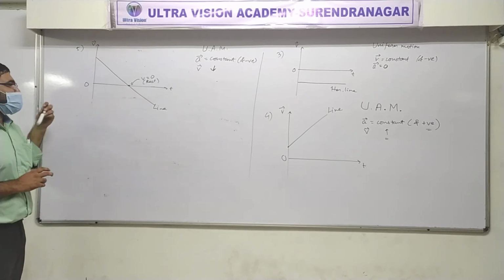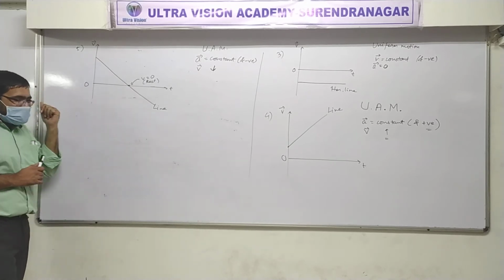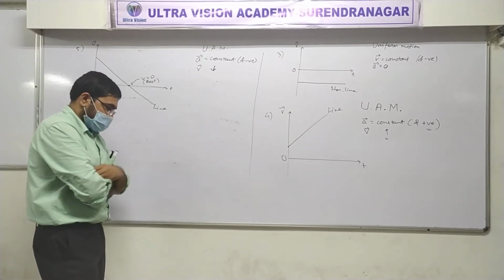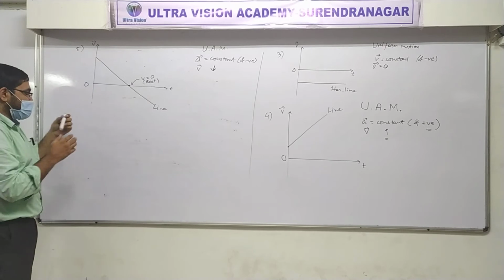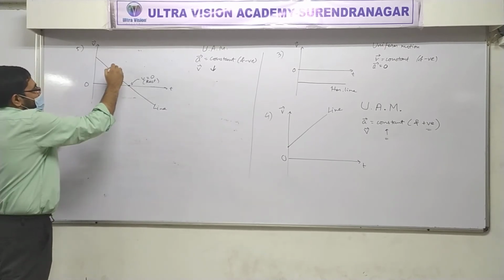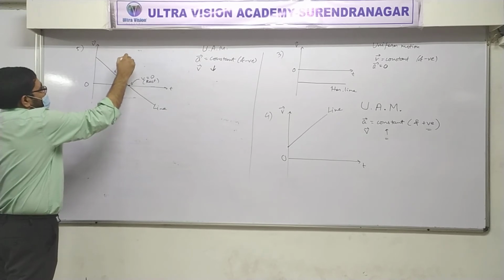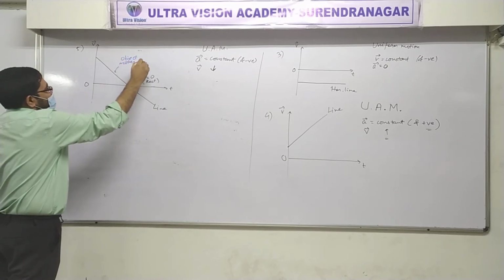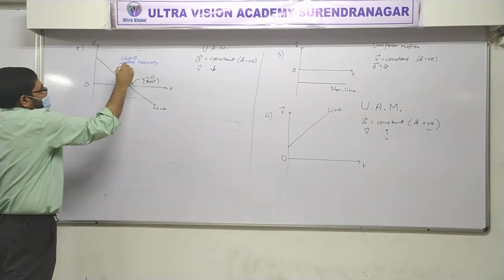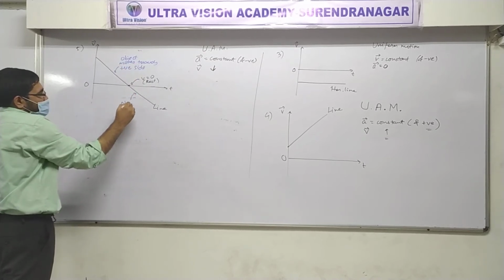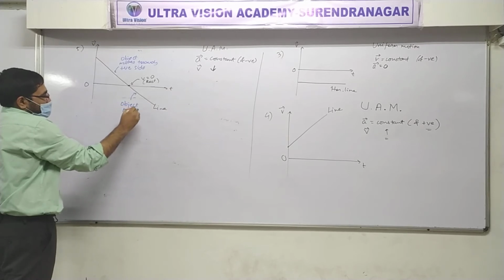Next, does the object have retardation at any point of time? Does the object have retardation? Let me just indicate this clearly. What we just concluded here: the object moves towards which side? In this part, positive side. And here the object moves towards the negative side. Is it clear? Okay, please write it.